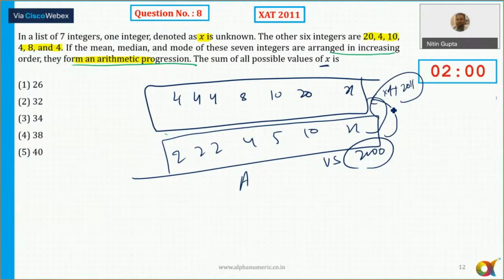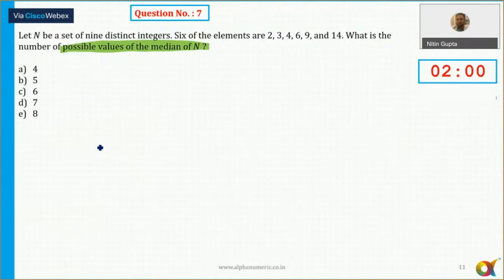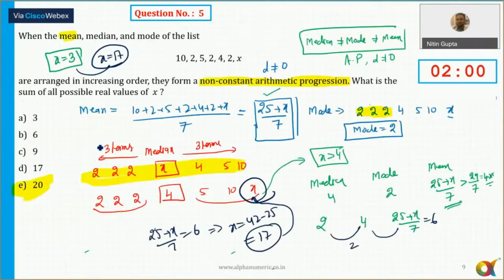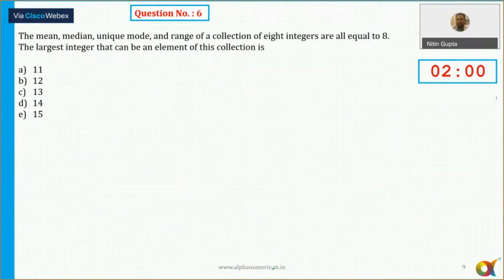I hope that now it is clear. But this question was worth 5 marks. Like I told you earlier, in XAT there were questions of 5 marks, 4 marks, 2 marks. So this 5-mark question came that year in XAT, as far as I remember. Okay guys, so question number 5 is clear. Let's move to question number 6. Try this. Your time starts now.